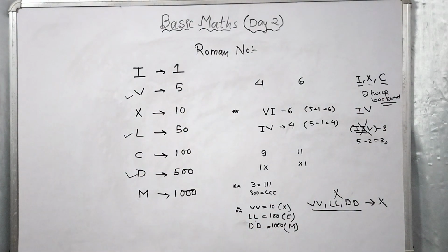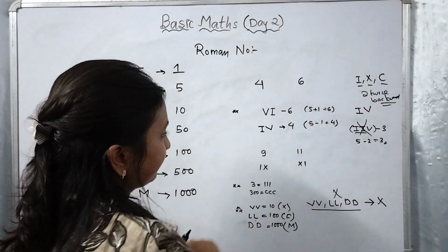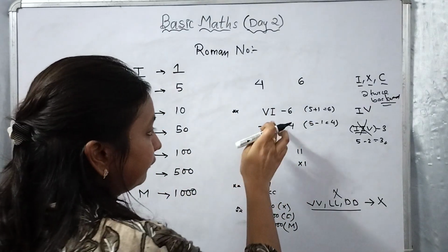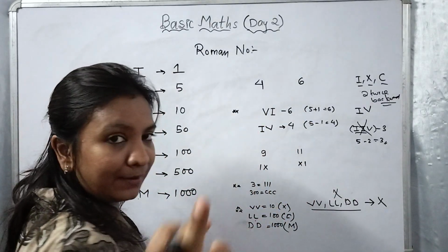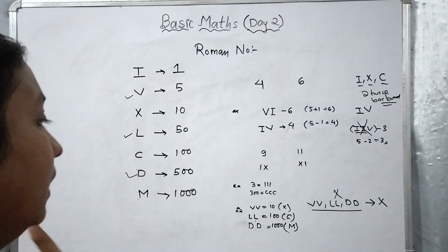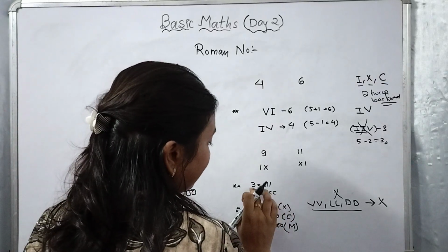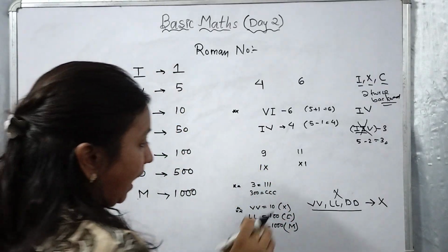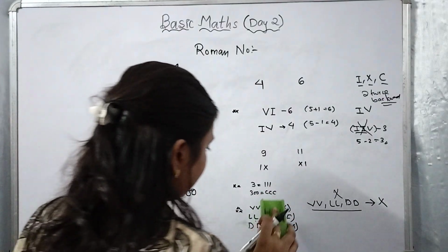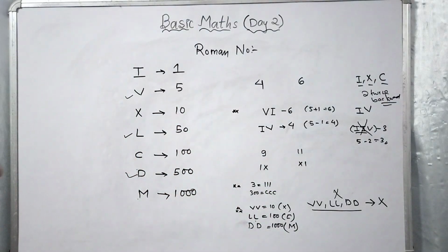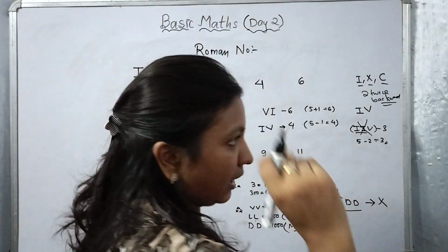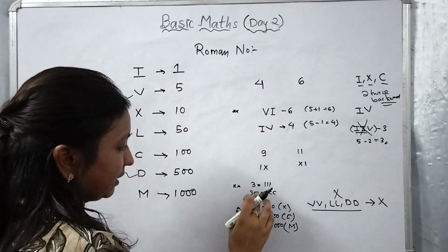See, first rule we studied that if you will write anything front, then this will get added. If you will write any number backward, then that will be subtracted. Second rule we studied that I, X and C can only be written thrice. Fine. You can't write it 4 times, 5 times the way you like. No, there are some rules.